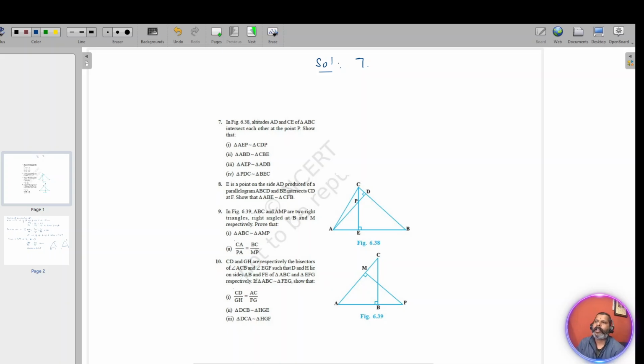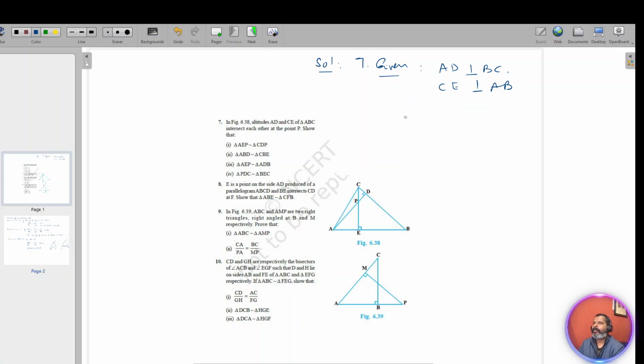In figure 6.38, the altitudes AD and CE of triangle ABC intersect at point P. Show that four sets of triangles are similar. Very simple. You have to identify either of the three similarity criteria. Basically, in the seventh, the AA criteria will come for all four sub questions. We'll write given. What is given? AD and CE are altitudes, meaning AD is perpendicular to BC, CE perpendicular to AB. Altitude means they are perpendicular.